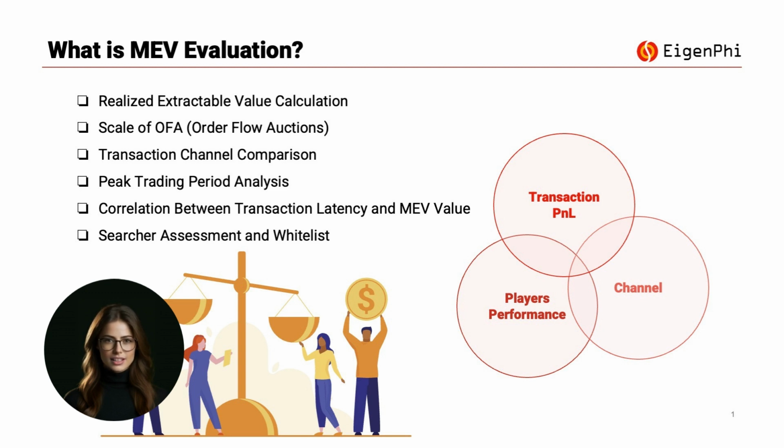3. Transaction channel analysis. Observe how transactions flow through various channels. 4. Peak trading period analysis. Study market behavior during turbulent times or significant events like the depegging of USDC. 5. Correlation between transaction latency and MEV value. This analysis of processing time helps optimize systems, reduce wait times, and enhance value.